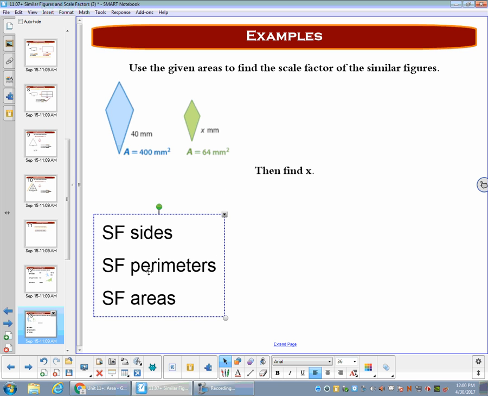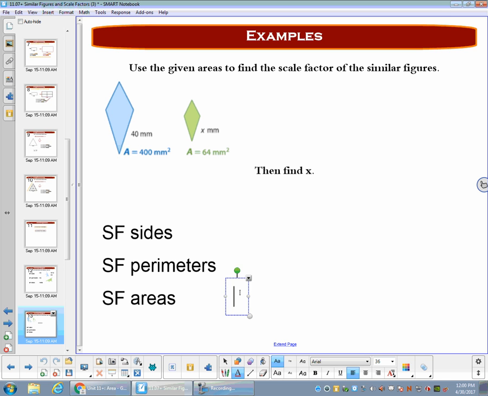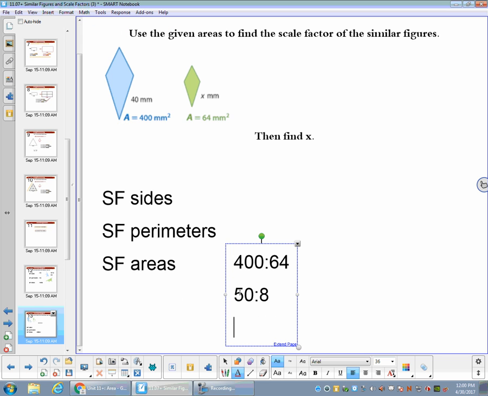So we have the scale factor for the areas, 400 to 64. Before I do anything, I like to reduce this. I can take an 8 out of both of those. So I can take 400 divided by 8 to get 50, and 64 divided by 8 gets me down to 8.